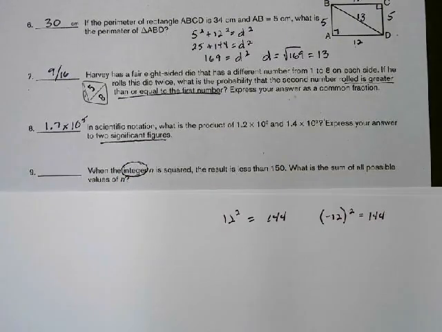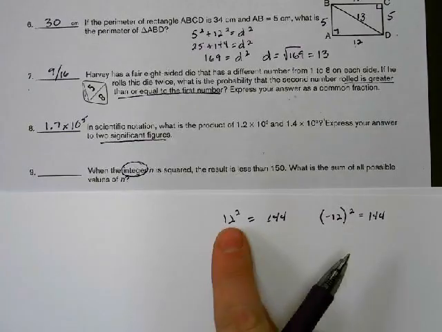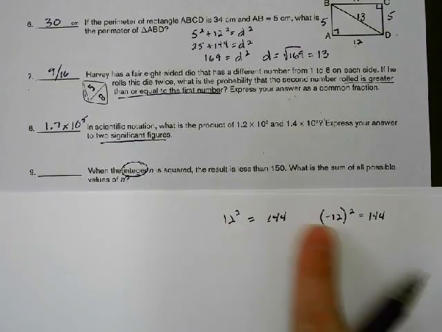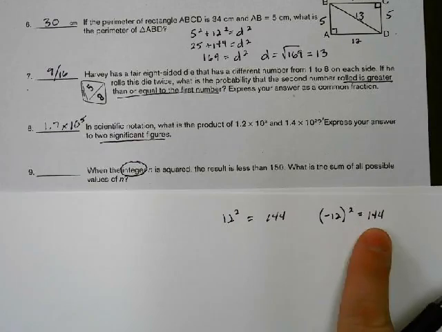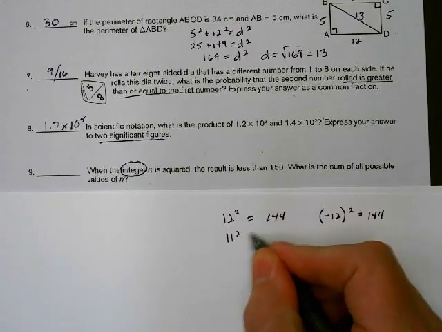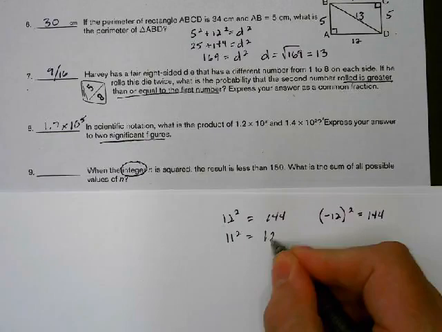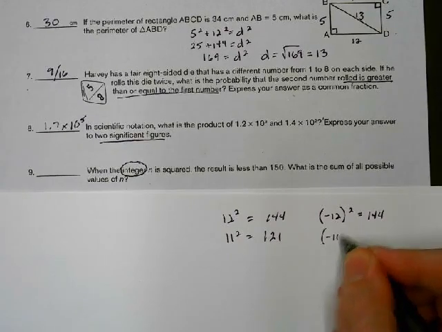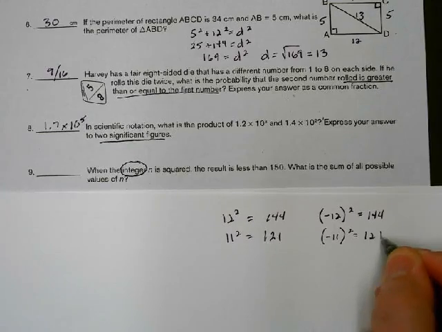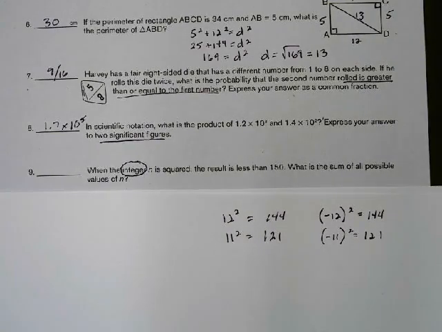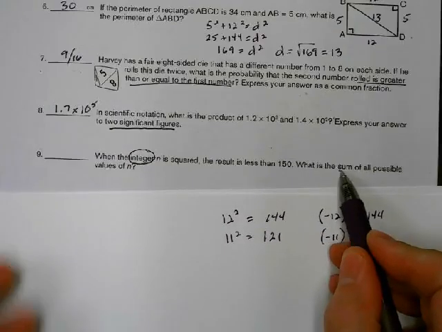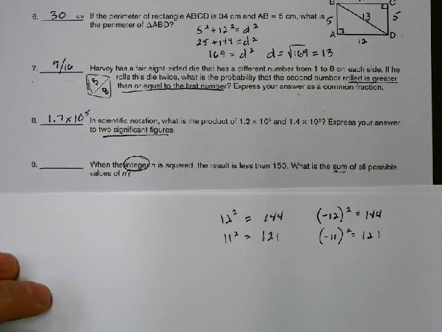So the 12 squared where you get 144 is going to cancel out the negative 12 squared where you get 144. 11 squared where you get 121 is going to cancel out negative 11 squared where you also get 121. So every single pair is going to cancel out the other one. 9 squared is going to cancel out negative 9 squared. 8 squared is going to cancel out negative 8 squared. So the sum of all the values would end up being 0 because all the positives would cancel out the negatives.